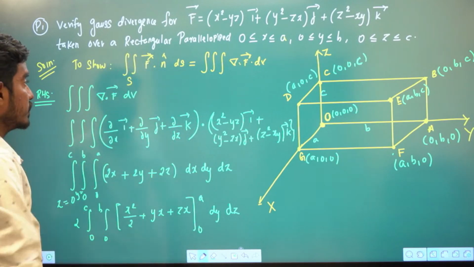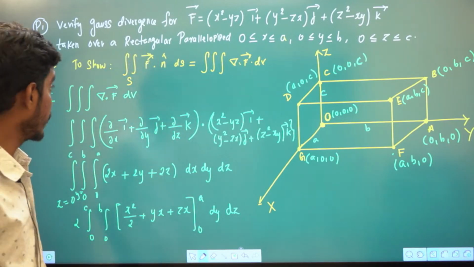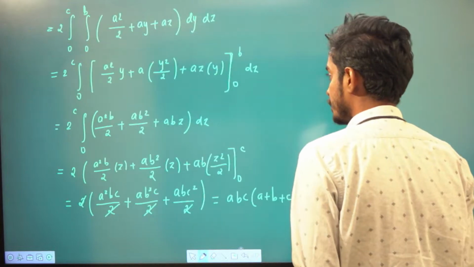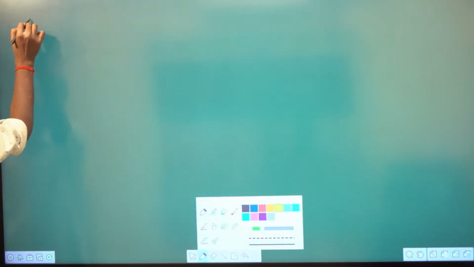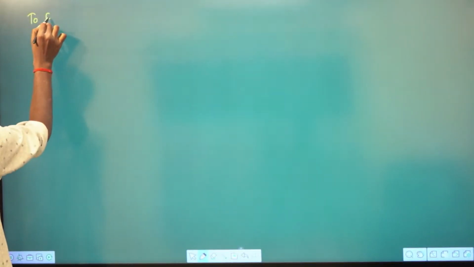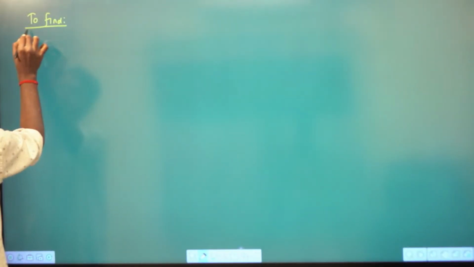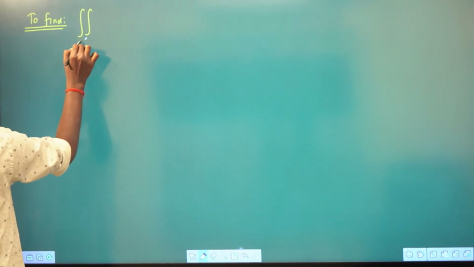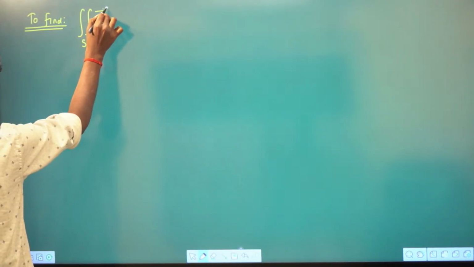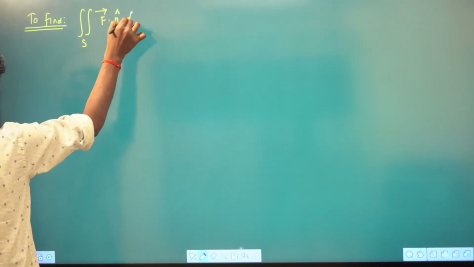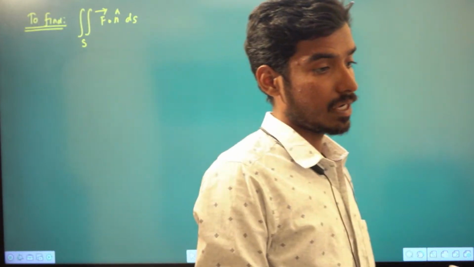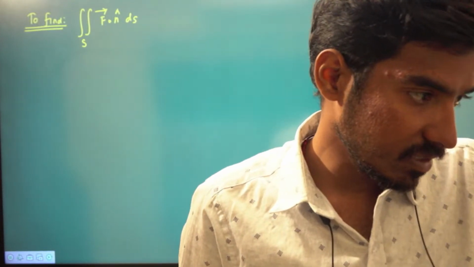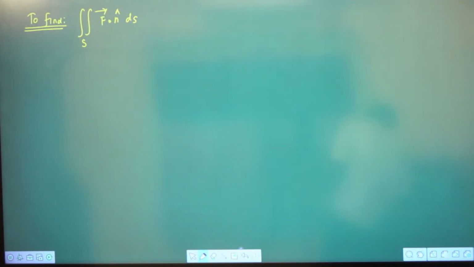Now we need to find the surface integral, which is very very important. Now we need to find the double integral over S of F vector dot n cap dS. Finding n cap is not that easy, you need some practice. So I'll explain how to find n cap.